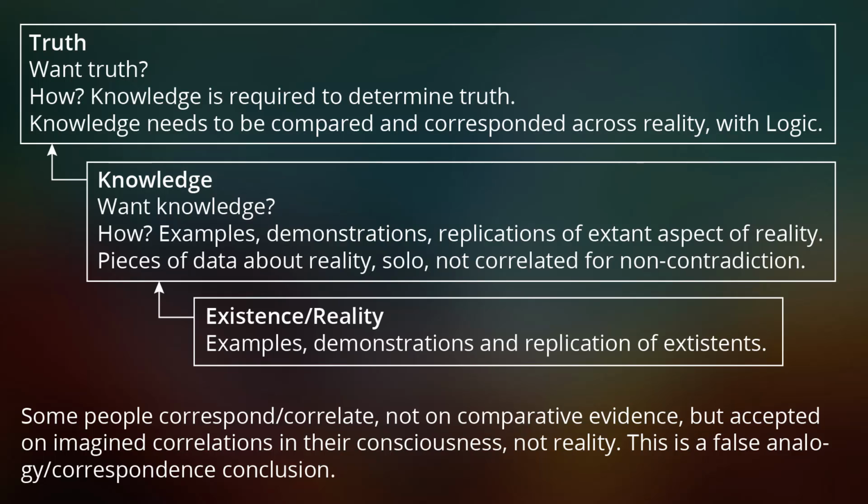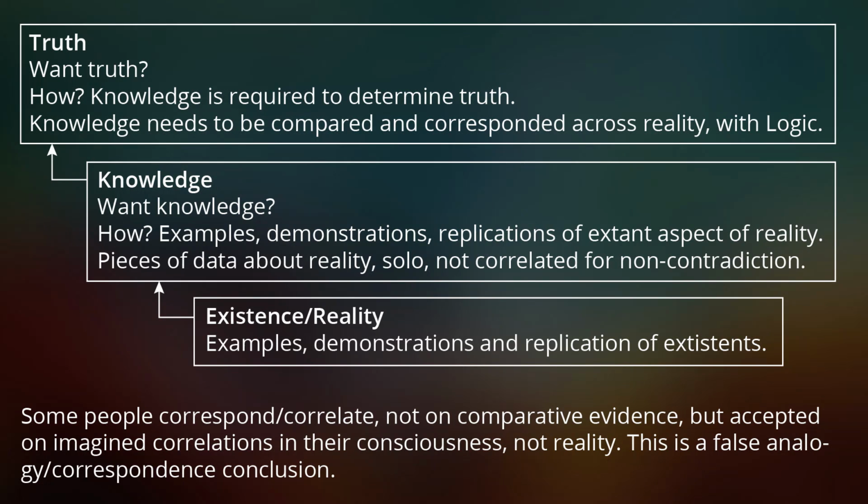But there's a demonstration or replication of an extant aspect of reality, but it's alone. It's one piece of data, not correlated with others for non-contradiction. So all you have is knowledge. And as an example, someone tells you that something's wrong, or someone tells you that something is a certain way, or some certain thing. Until you go verify that in reality, to truly understand it by using logic to understand, and then obtain the truth of how that knowledge or why that knowledge is the way it is, then you don't have the truth, you just have a piece of knowledge, which does not have understanding.